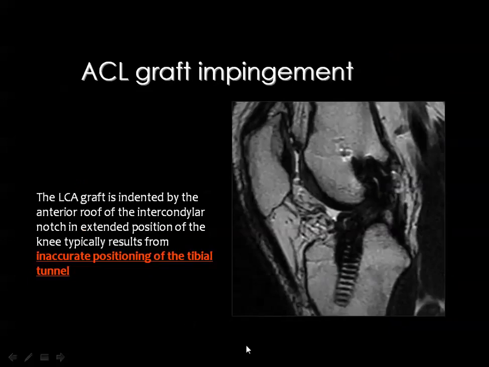But here you can see that there is buckling and abnormal angulation of the graft itself, and this is inaccurate position of the tibial tunnel, and you see it's more vertical and it is more or less not going in the right way.